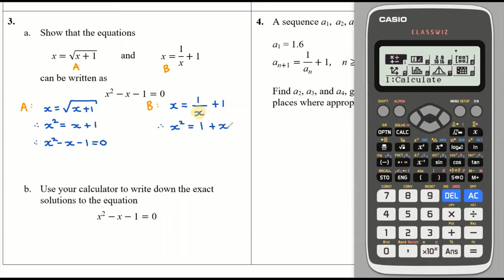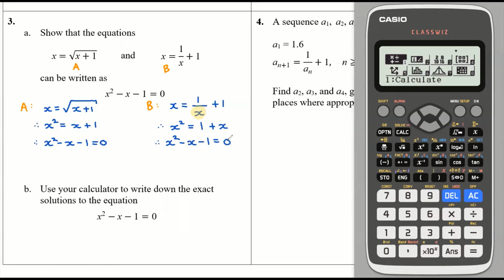And now again, I want to create a 0 on the right-hand side. So by doing that, I have to subtract 1 and subtract x from both sides. So therefore, x squared subtract x subtract 1 is equal to 0. And we've got the same result.